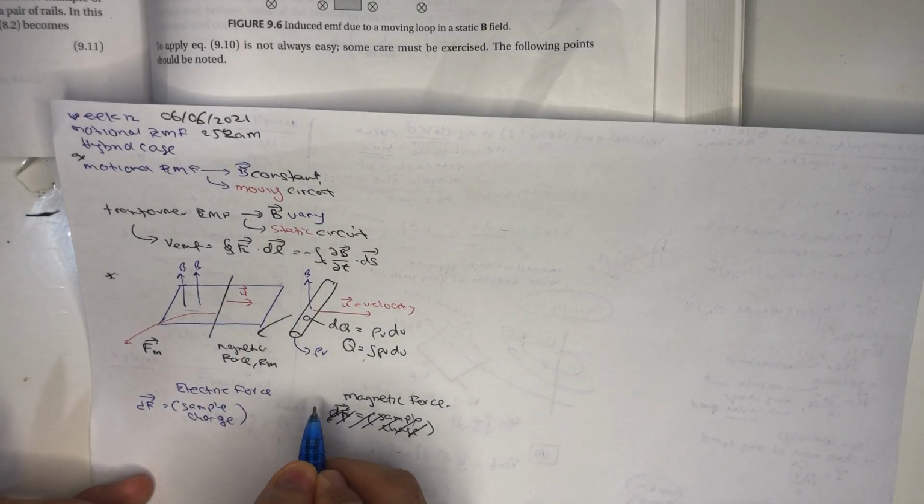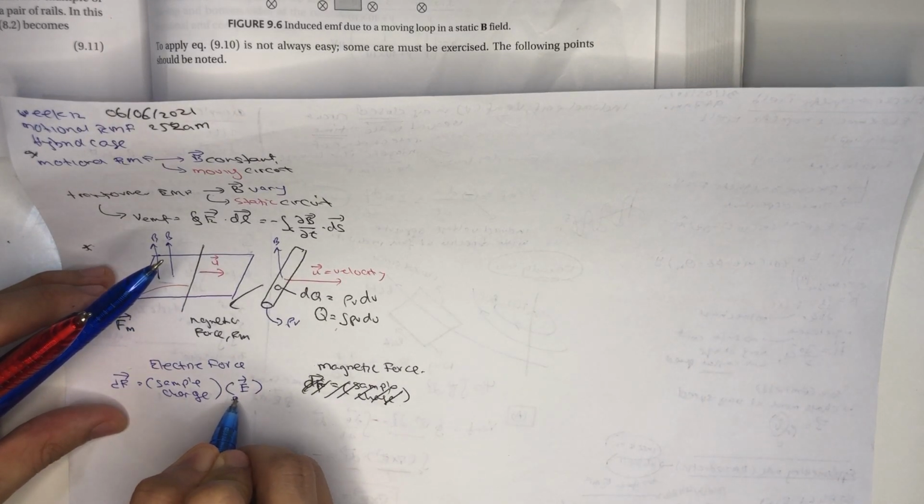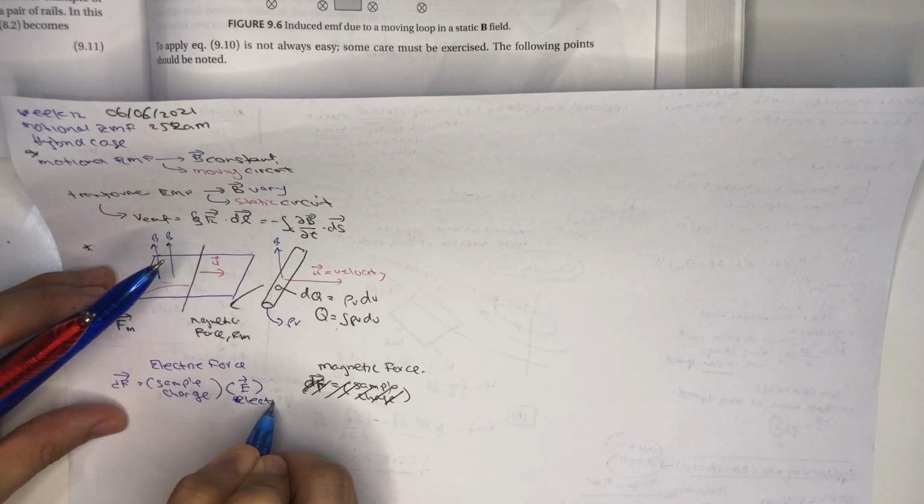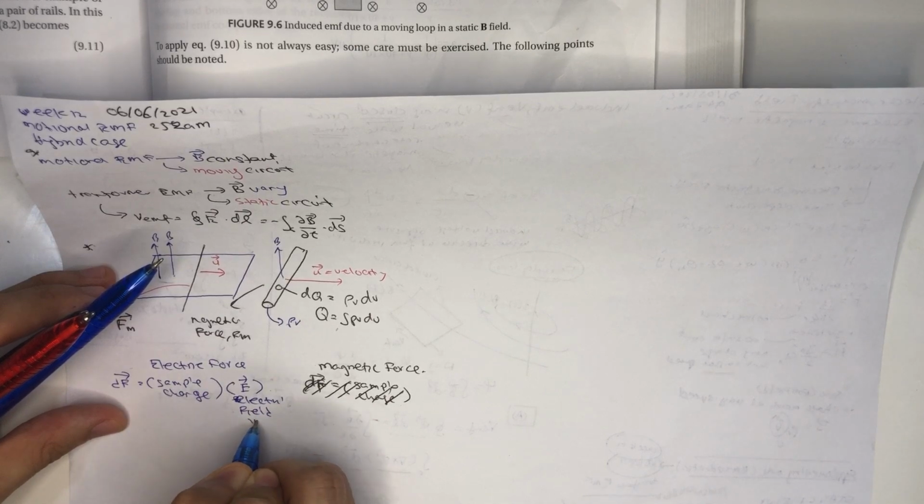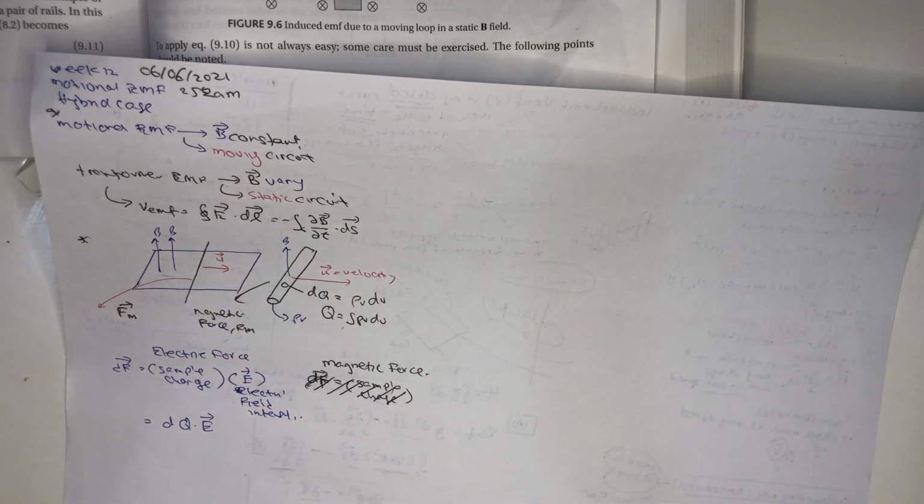Then what do we have after? We have the electric field intensity, which is your E. Electric field intensity. So when you expand, you have this, right? Am I correct? Later we will integrate in order to have the total force.